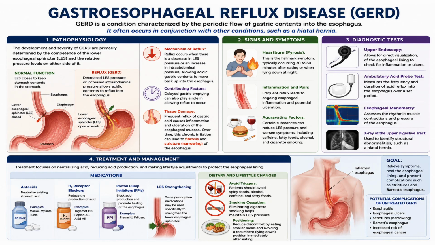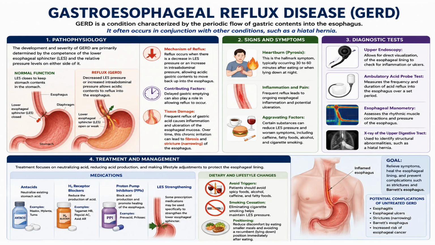Now, treatment focuses on reducing acid exposure and promoting healing. Antacids neutralize the existing acid in the stomach. H2 receptor blockers decrease acid production, and proton pump inhibitors, PPIs, work by suppressing acid secretion. So they work in different ways. All of this decreased acidity will help promote the mucosal healing. And in some cases, medications could also be prescribed to strengthen the LES.